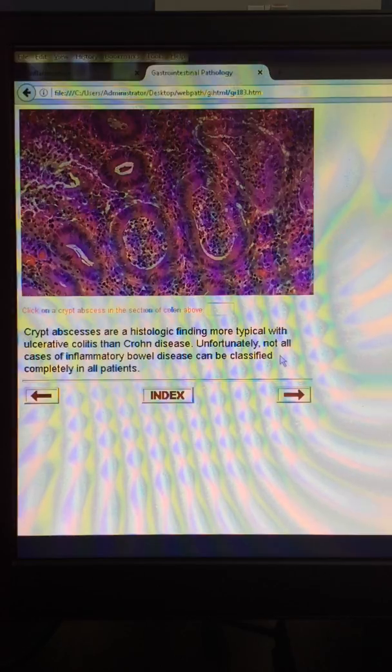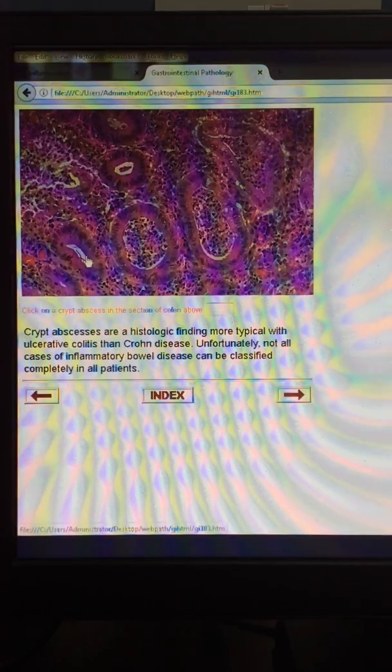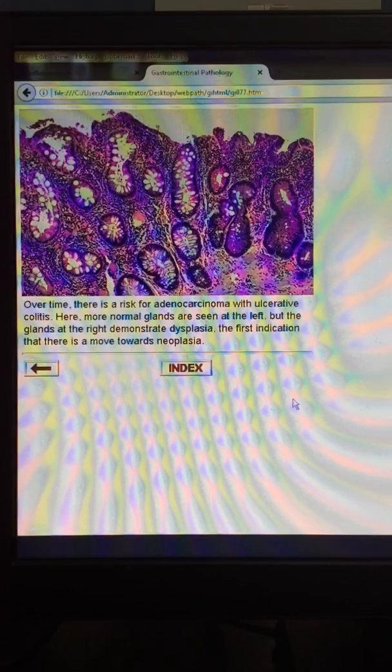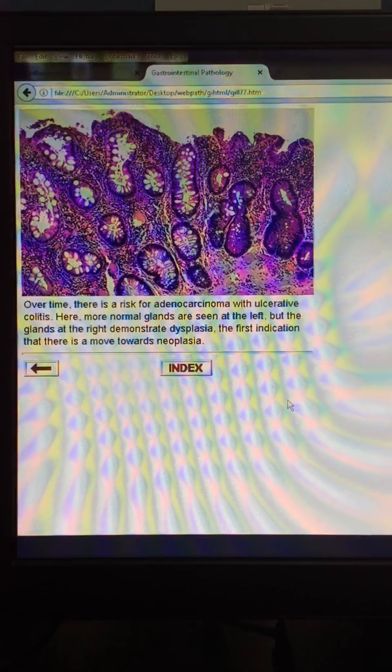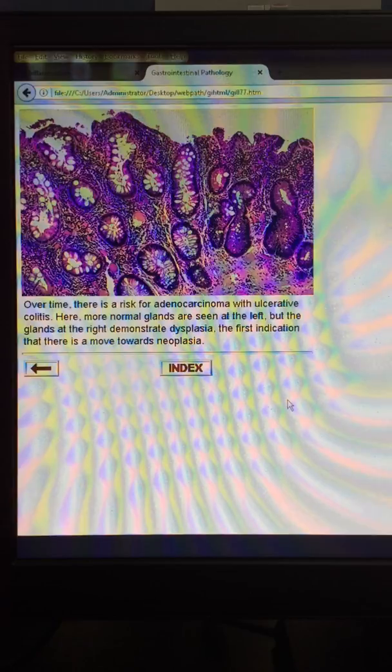A higher power view of active Crohn's disease or ulcerative colitis will show the cryptitis and the crypt abscess formation. The risk of adenocarcinoma increases in case of inflammatory bowel disease, and it is usually preceded by dysplastic lesions in the form of adenomatous lesions.